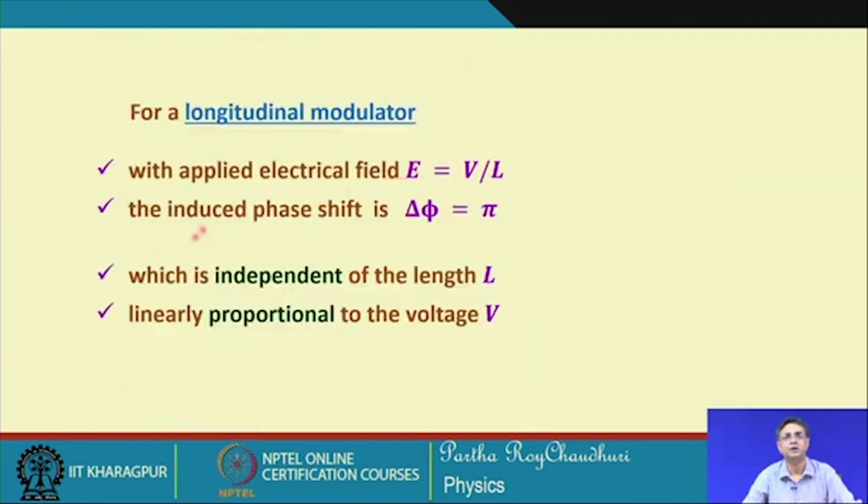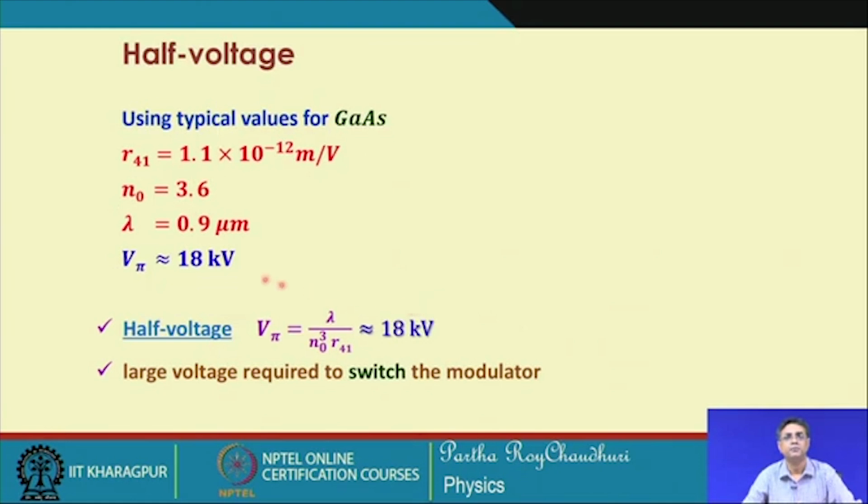Therefore, it is independent of the length L, and it is linearly proportional to the voltage, that is, this switching is linearly proportional to the voltage, the phase change is proportional to the voltage. So, let us use the typical values for gallium arsenide. These are the quoted values.